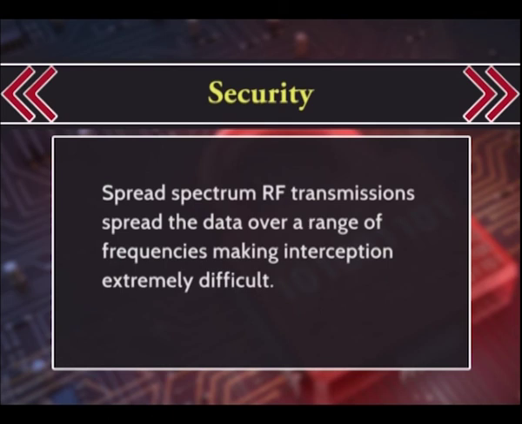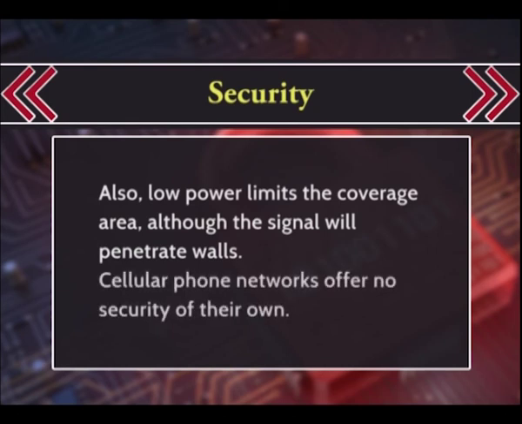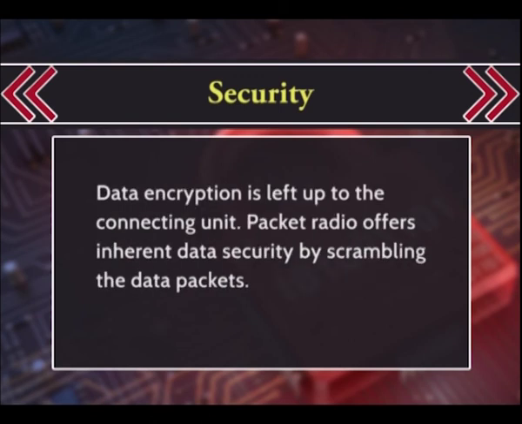Spread spectrum transmissions spread the data over a range of frequencies, making interception extremely difficult. Also low power limits the coverage area, although the signal will penetrate walls. Cellular phone networks offer no security of their own, even though listening to these transmissions has been made unlawful. The signals can be overheard by a radio scanner. Data encryption is left up to the connecting unit. Packet radio offers inherent data security by scrambling the data packets.